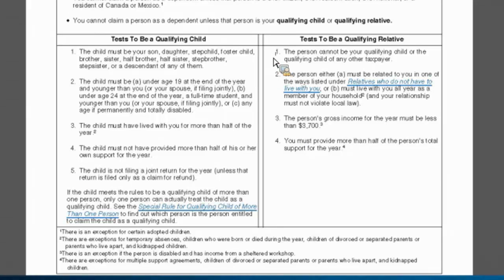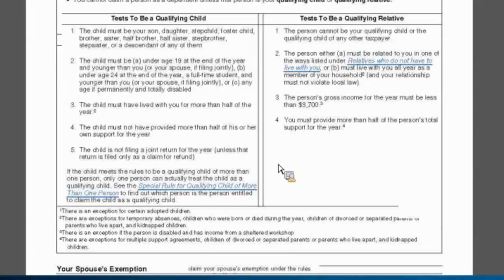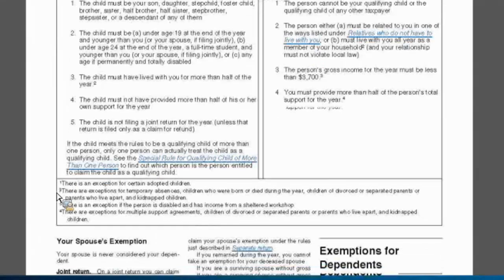The person cannot be your qualifying child or the qualifying child of anyone else. The person either must be related to you in one of the ways listed under relatives who do not have to live with you, or must have lived with you as a member of your household for the entire year. The person's gross income for the year must be less than $3,700, and you must have provided more than half of that person's total support for the year. And then you've got these little exceptions and so forth here.